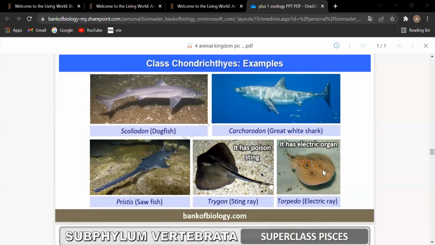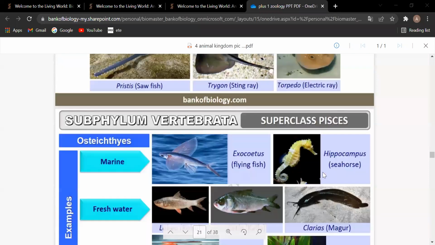What are the examples of this we are going to talk about? Osteichthyes.